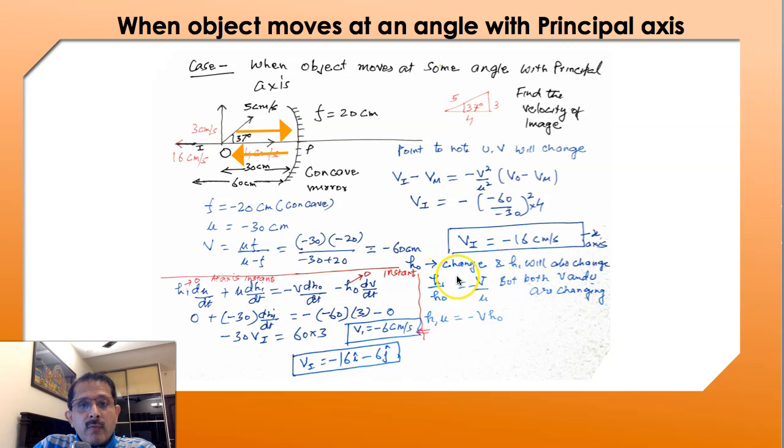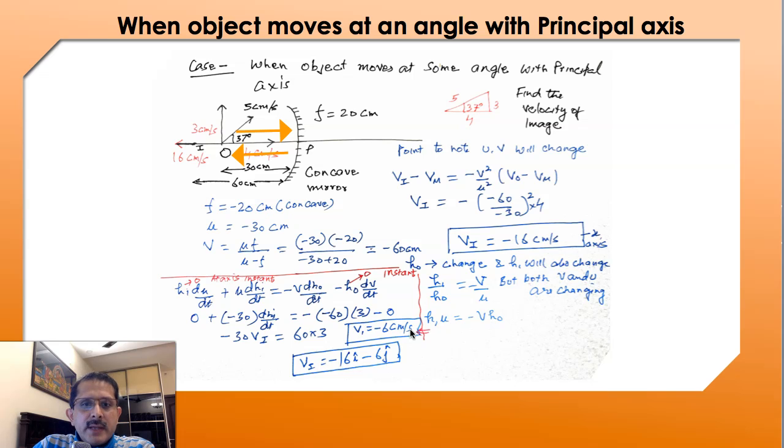Now for vertical, we could have used the direct formula which we derived earlier, but we cannot use that because in that case, u and v were constant. But in this case, u and v both are changing because it is thrown in a slant fashion. So we will not use the direct formula, but we will use the base formula, which is hi by ho is equal to minus v by u. Okay, and we will differentiate both sides as we have done. We put in the values and we get this, minus 6 centimeter per second.